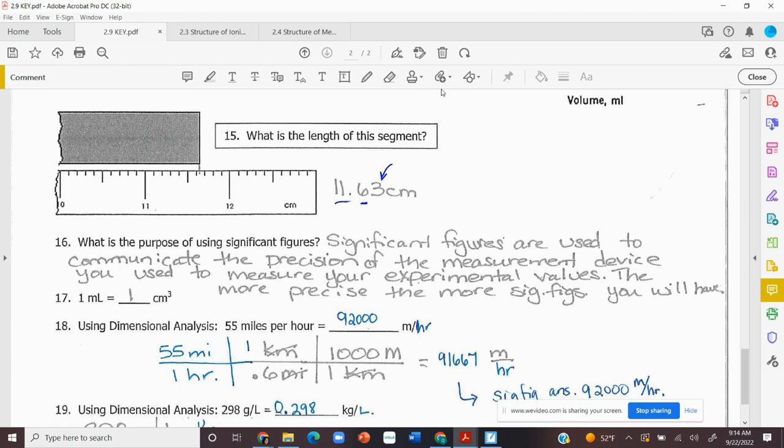What is the purpose of significant figures? They are used to communicate the precision of your measurement device. So when you're doing that, you're communicating to people how good the measurement device was. Did it look like this where it had multiple divisions between? Did it look like this where it didn't? It just went 12 and then 13 over here. So by reflecting that in your answer, you're telling them how good your equipment is.